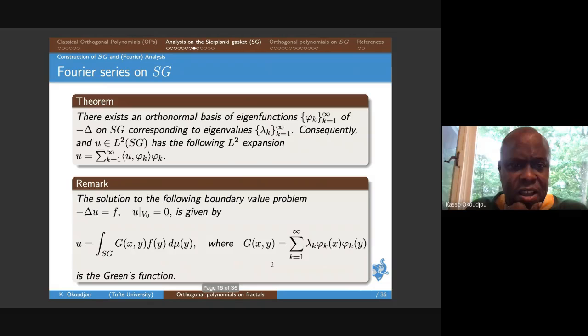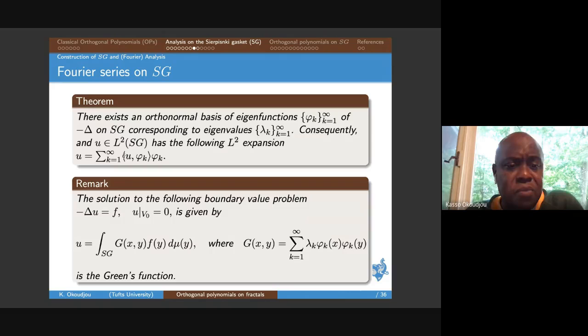The main thing that I want to mention is that there is a miracle that just happened. You can show that this Laplacian, or if you take minus delta, which will be positive semi-definite, has a basis of eigenfunctions that I'm going to denote phi k, and the corresponding eigenvalues are all going to be non-negative. They are going to be lambda k, ordered in a non-decreasing fashion, and the only accumulation point will be plus infinity. So in particular, if you give me any function u in L2 of the Sierpinski gasket, I can expand the function into a Fourier series in this form: the inner product of u with phi k, multiplied by phi k.